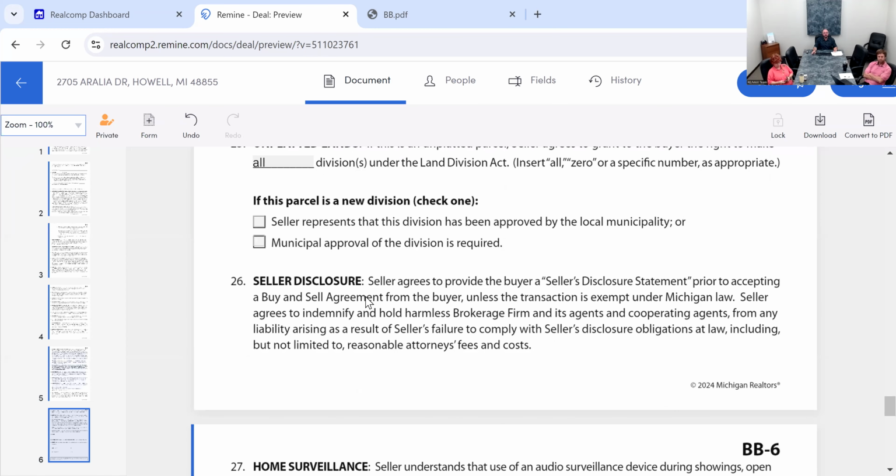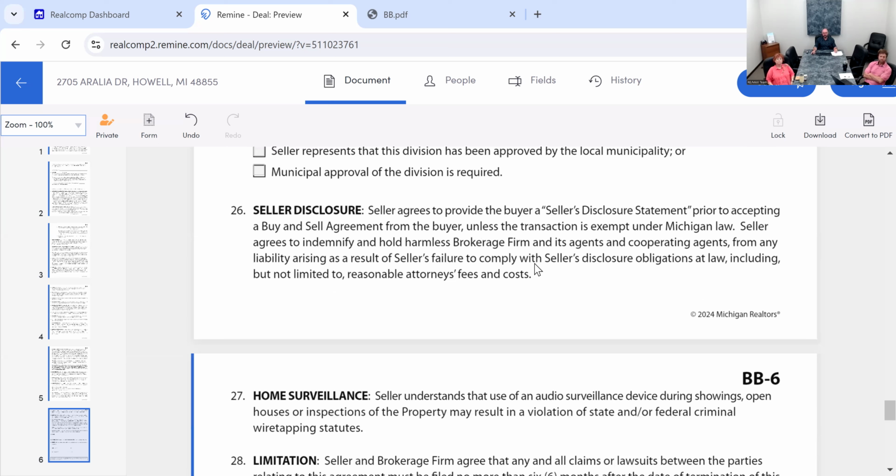Gotcha. Seller agrees to provide the buyer a seller's disclosure statement. Agrees to indemnify and hold harmless Remax Platinum and agents from any liability arising as a result of the seller's failure to comply with the seller's disclosure, including but not limited to attorney's fees, all that. So if they lie on the seller's disclosure, they're holding us harmless.